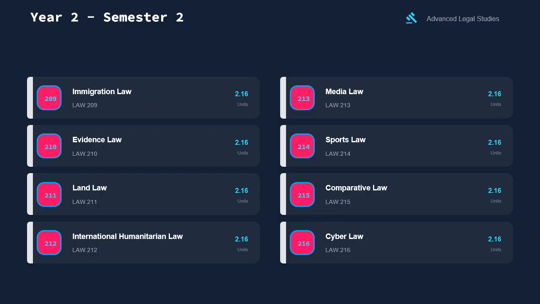1.3 Classification of conflicts: international and non-international. IHL applies differently based on conflict type. International armed conflict, IAC, between states: full Geneva Conventions apply. Non-international armed conflict, NIAC, within a state, government versus rebels: Common Article 3 and Protocol 2 apply.